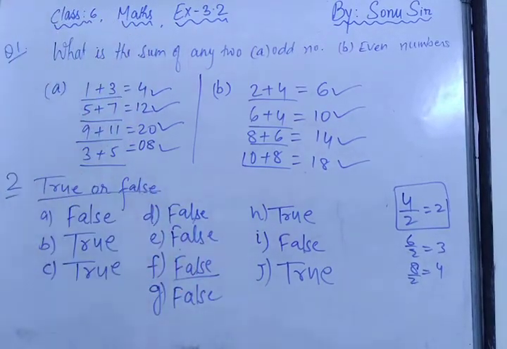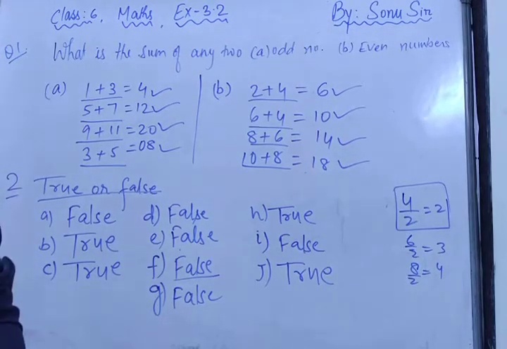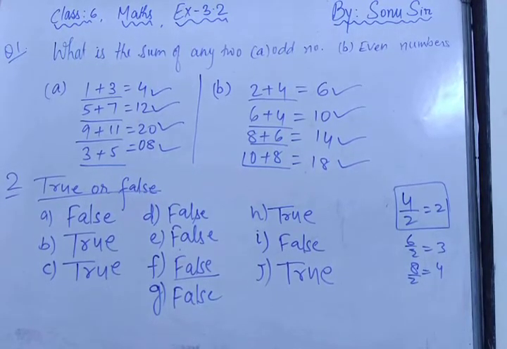F you can see is false, G is false, H is true. What is the answer of H? H is true, I is false and J is true. So you can see all these true or false answers.